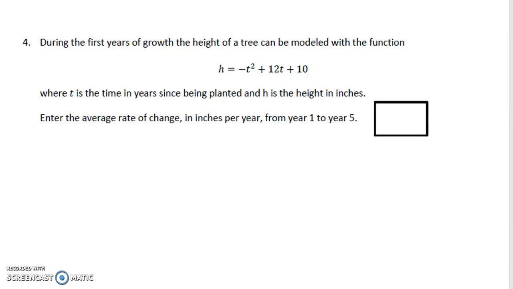All right, looking at this last one, it's quadratic. During the first years of growth, the height of a tree can be modeled by the equation, where t is time in years since it's been planted and h is the height. We want to know from year 1 to year 5. In order to calculate that, we need to calculate, what is f(5)? What is that change? So go ahead and try to calculate that, and then we will show the work.